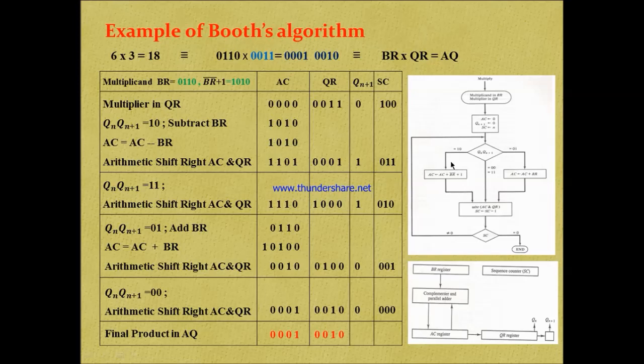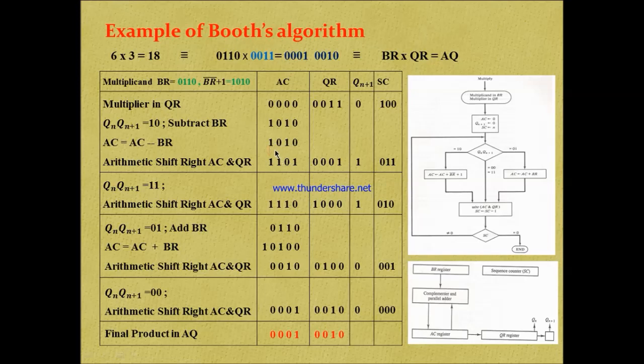So the addition part is now complete, that means the 2's complement addition or subtraction. Now we will go for the right shift of AC and QR. This is the AC and this is the QR. We will go for the arithmetic right shift. In arithmetic right shift the first bit is kept the same, and this bit is copied to the next bit position, and this bit is copied to the next bit position. In this way we will go on right shifting.